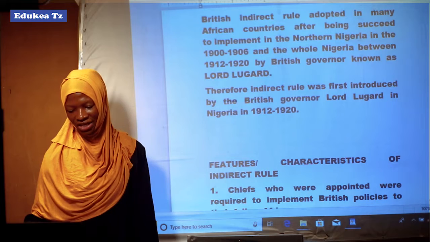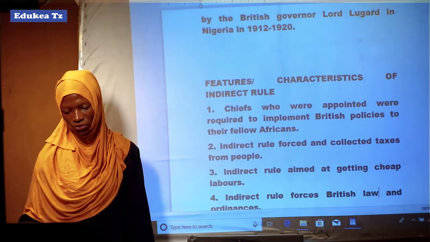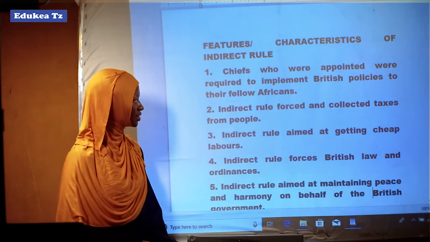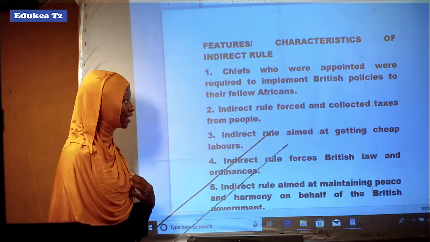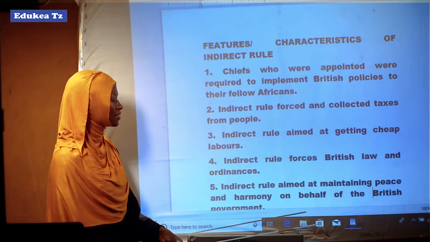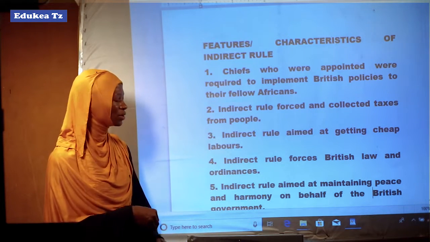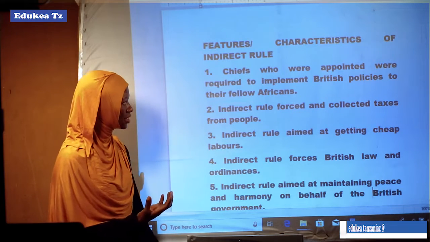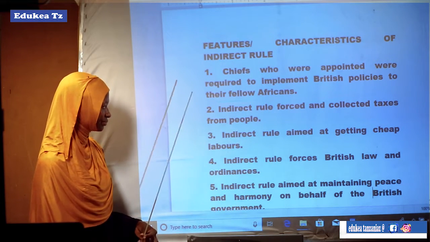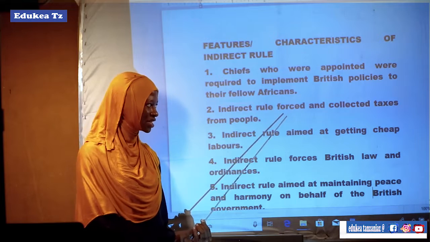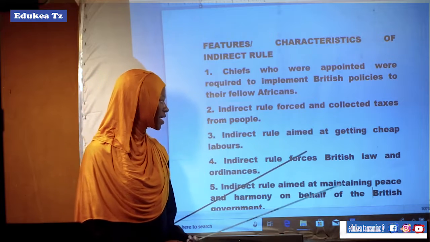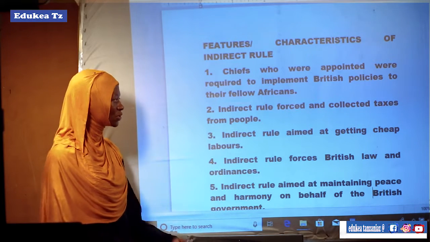Now let's see the features of indirect rule. The first one is that chiefs were appointed, required to implement British policies to their fellow Africans. Chiefs were appointed so as to supervise the British policies among their fellow Africans. Another one is that indirect rule forced and collected tax from people. It was for economic purposes, that's why it was the only way to exploit.